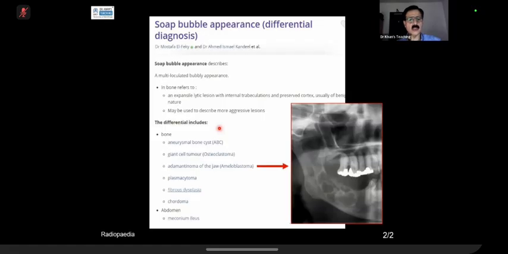Now, the word soap bubble, this is from Radiopaedia. Soap bubble appearance, multiloculated bubbly appearance. And this is what the candidate also used this word. In other bones, so we were talking about the pelvis here, for example, an adamantinoma or ameloblastoma of the jaw is also soap bubble.